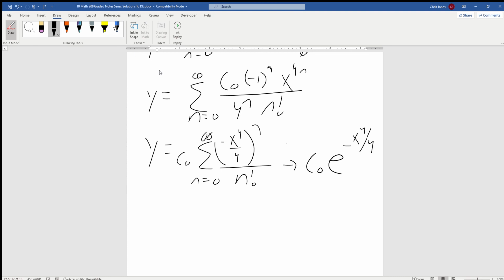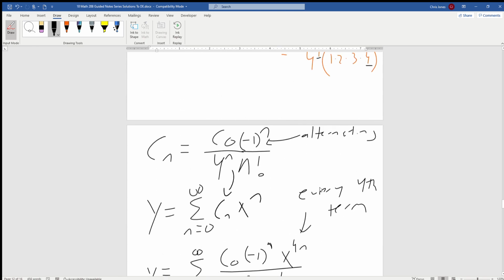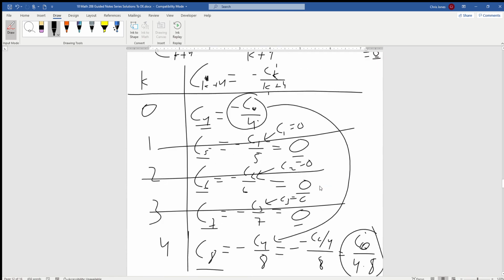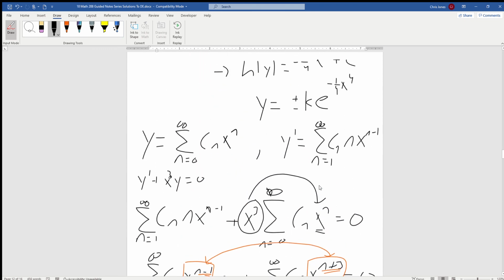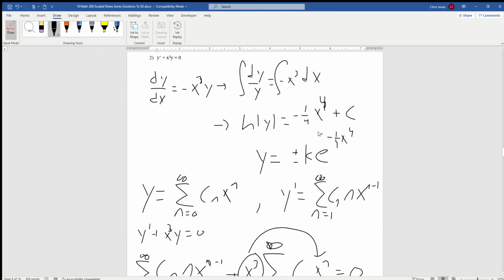All right. Now, this rarely happens, by the way. Very rarely are you going to get an exact answer like this. Remember, way back, probably about 20 minutes ago, we solved the solution analytically. And here's our solution: plus or minus k e to the minus 1/4 x to the 4th.